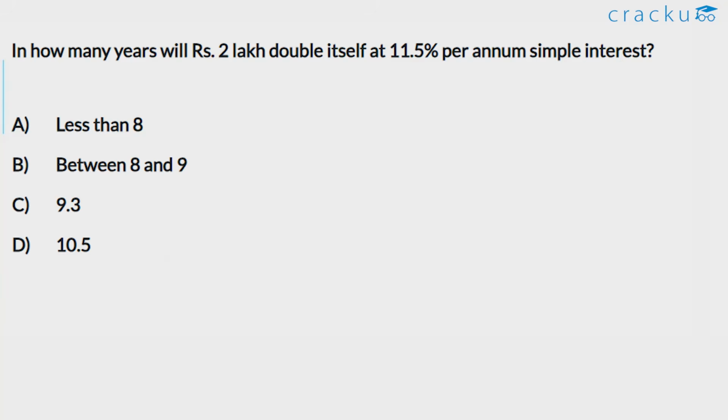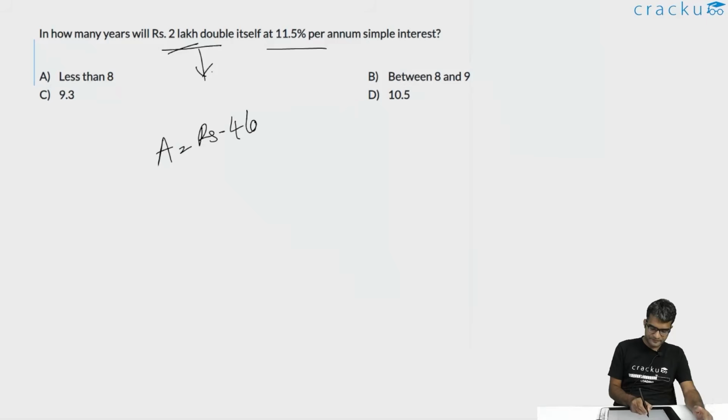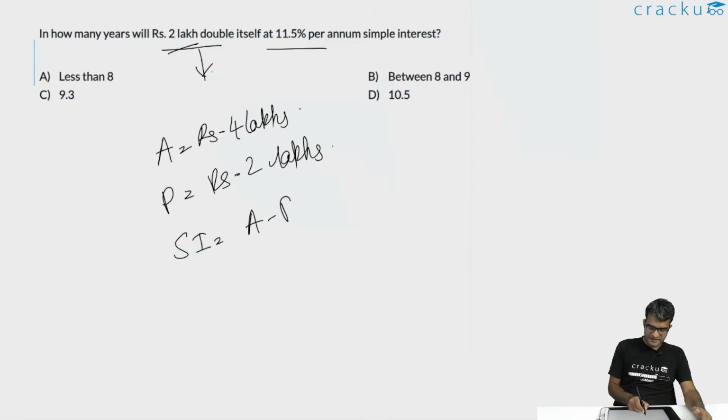In this question, we are asked to calculate in how many years will 2 lakh double itself at 11.5% per annum simple interest? Let us assume that the principal is P. We can assume that this is 2 lakhs, but that is not really needed. If 2 lakh is doubling itself, the amount becomes equal to rupees 4 lakhs. The principal on this is rupees 2 lakhs. So the simple interest, which is equal to amount minus principal, is equal to rupees 2 lakhs.